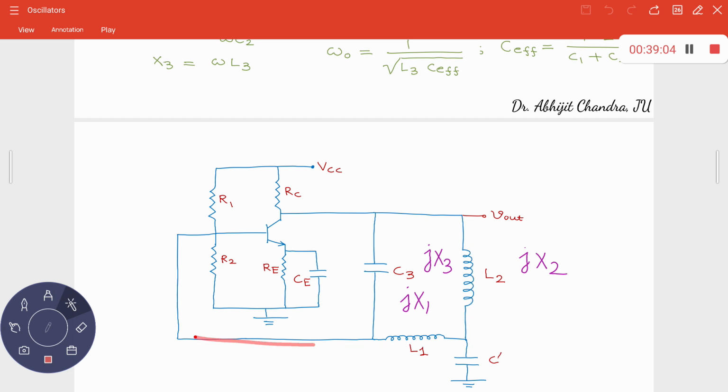But if you consider from here to here, during the DC operation, this L2 and L1 will act as omega L1, omega L2 with omega equal to 0. So DC wise, the collector and base are shorted. Think about it: why is it required?